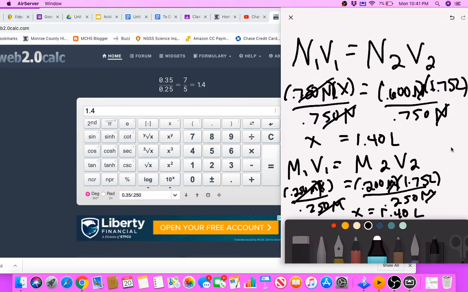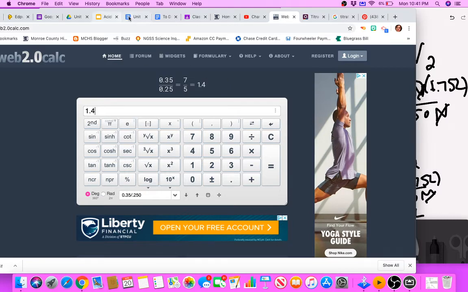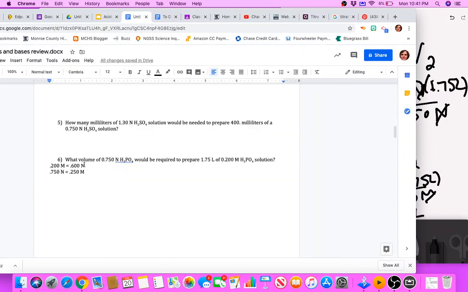So again, it doesn't matter whether you do the molarity or the normality, as long as you have normality on both sides or molarity on both sides, you get the same answer, 1.40 liters. So what this means is that we would need 1.40 liters of this 0.750 normal solution to make 1.75 liters of this 0.200 molar phosphoric acid solution.